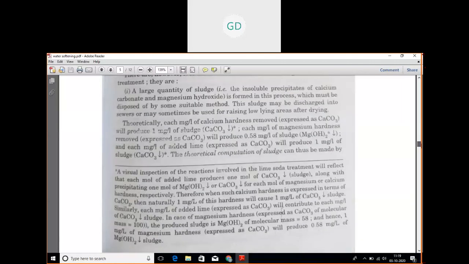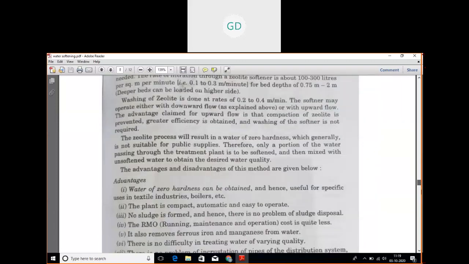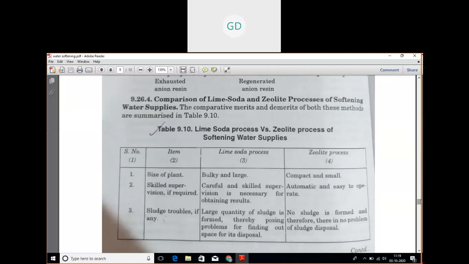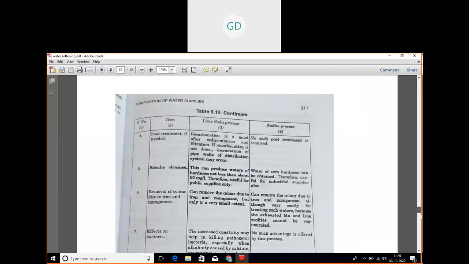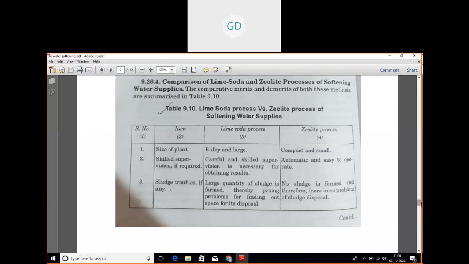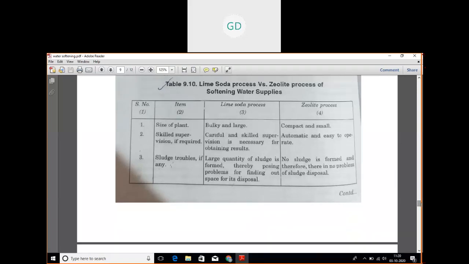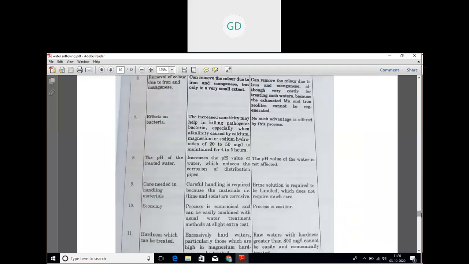Next, I would like to discuss this. In short, I told you to write down the five differences between the lime soda process and the zeolite process. I don't remember whether I shared the PDF, but if I didn't, I will share it today. You can see 12 differences are given there, based on each item, for the lime soda process and the zeolite process. You can write down any 5 or 6 points, taking the easy ones. It's up to you whichever points you take.